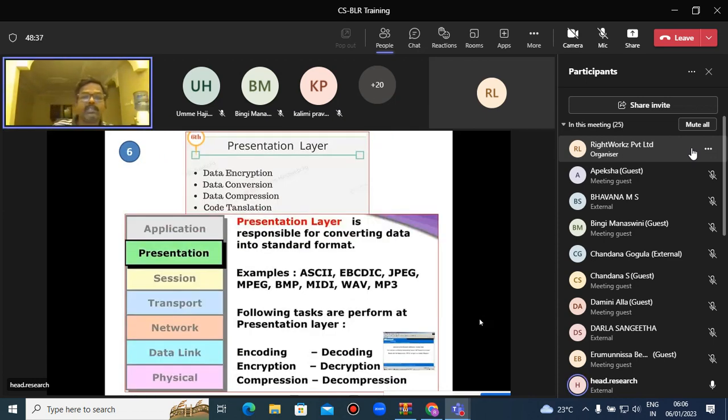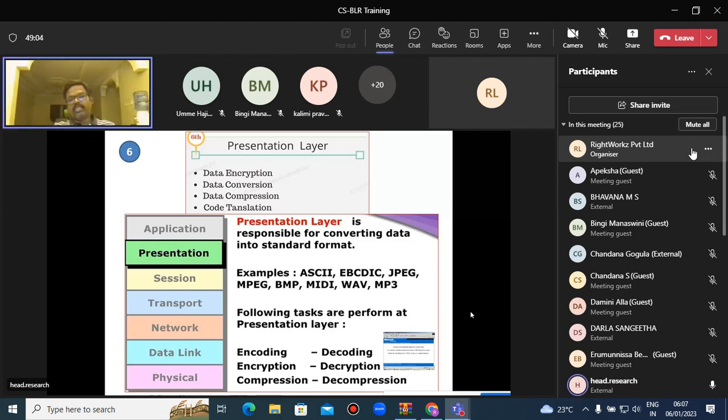Presentation layer. Presentation is responsible for converting data into standard format. Examples, we are using ASCII, American Standard Code for Information Interchange, EBCDIC, JPEG, MPEG, BMP, MIDI, WAV, MP3. These are the protocols using presentation layer.